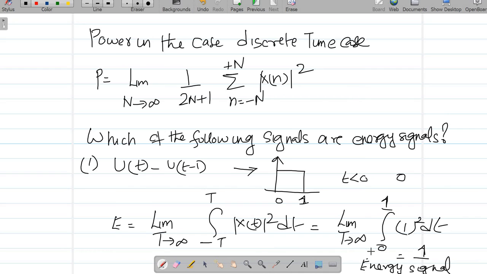So since the energy is finite, the power is going to be 0, because we are going to have 1 by 2t. So a finite quantity divided by an infinite quantity is 0. So the power in this case is 0. So this is definitely an energy signal. So next, we'll take the next example.